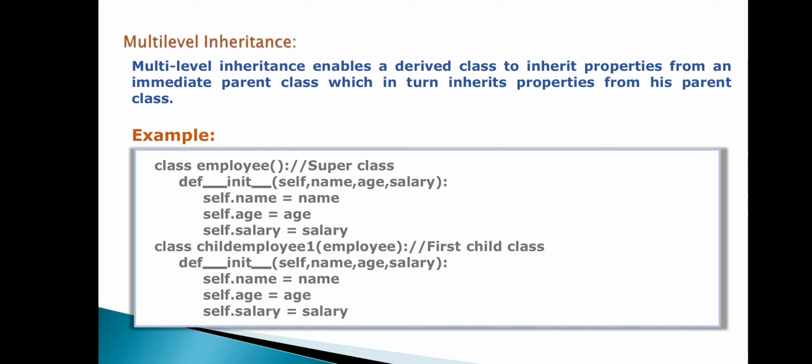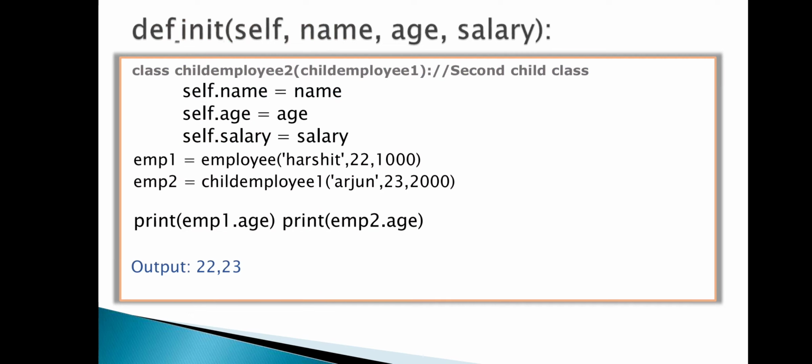Here we can see that example. Class Employee is the superclass. Child Employee 1 inherits the properties from Employee. Child Employee 2 inherits the properties from Child Employee 1 and prints their ages.